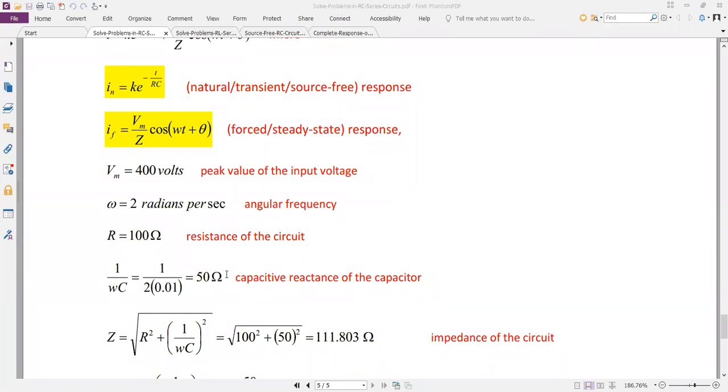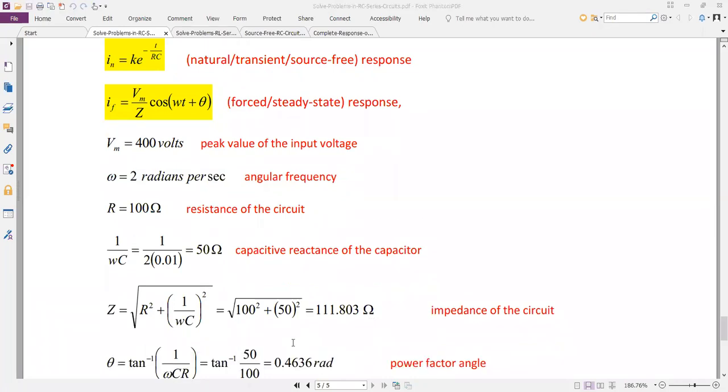So in our problem, if you are given a 400 volt source and a radian frequency of 2 radians per second with a resistance of 100 ohms, everything you can substitute in this formula for the Z. You need to find the Z which you need to place in here. So your Z is 111.803 ohms. Now look at this. Now you're learning a new term. This Z, which is the square root of R squared plus 1 over omega C quantity squared, is the impedance of your RC circuit. Okay?